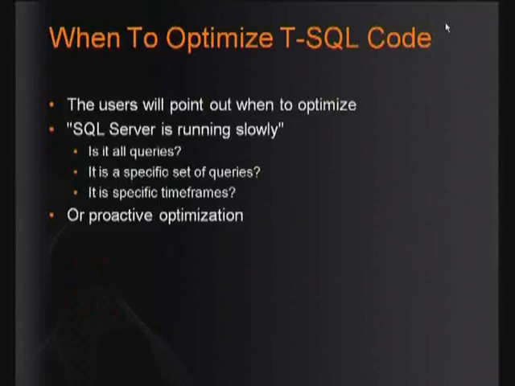So usually, the users point out when to optimize Transact-SQL code. They either call you or come around and say, SQL Server is running slow, or my application is running slow. And you get to ask them at that point, is it everything? Is it just specific things that are running slow, specific queries? Or is it specific time frames, maybe around noon? There's very few people that get a chance to do this. If you get one of these, you're lucky, to do proactive optimization. In other words, before the users come around, you're optimizing already.